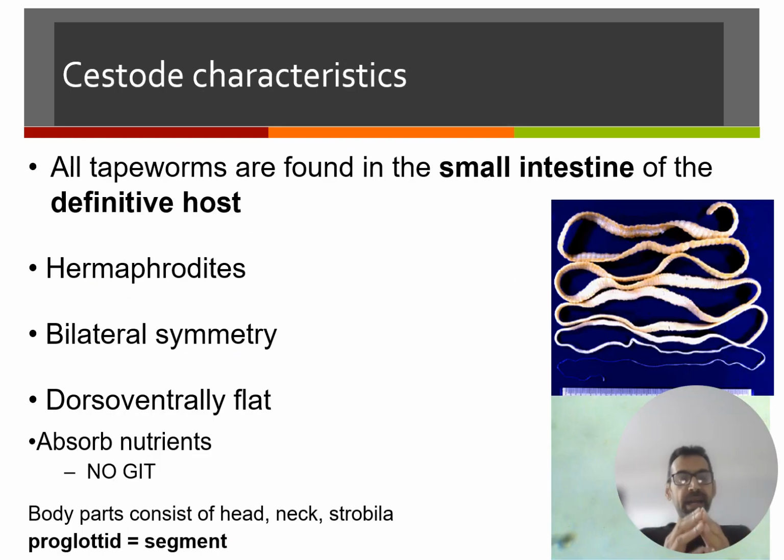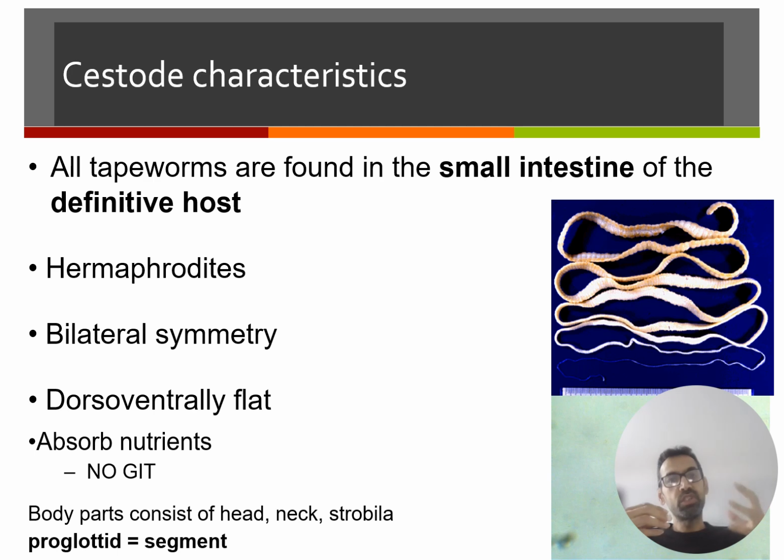Cestodes are another important helminth, which we also call tapeworms. They are found in the small intestine of the definitive host. In the intermediate host, they are present in a number of different organs, and they make a cyst in organs like the heart, lungs, liver, or brain. They are hermaphrodite, monoecious, where the sex organs are present in a single adult proglottid, and they absorb nutrients because they don't have a gut.